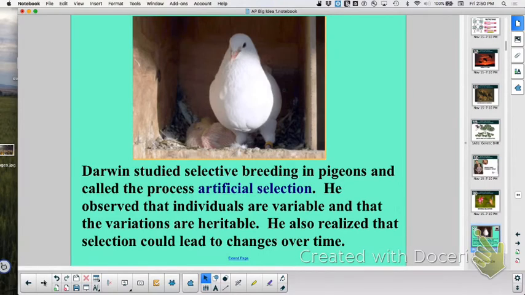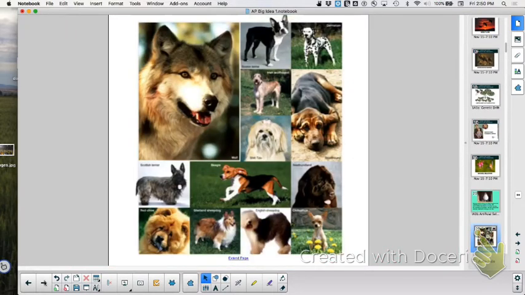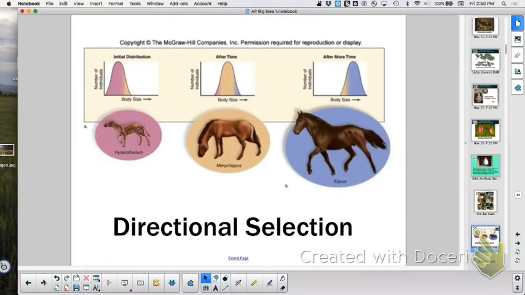Artificial selection happens in our environment where we say this bird is better than this bird, this wheat crop is better than this wheat crop. We're selecting for those particular traits. And Darwin looked at that. We can see that in dogs. That's artificial selection. When you see something gaining more and more oil in the corn kernel, the trees are taller and taller and taller, that's directional selection.